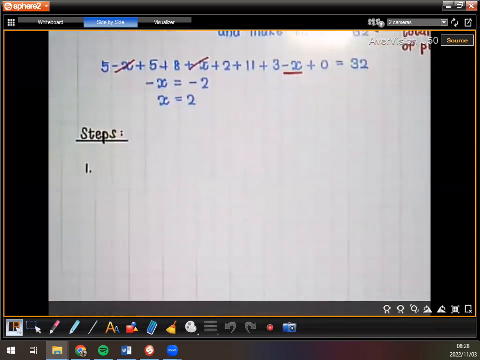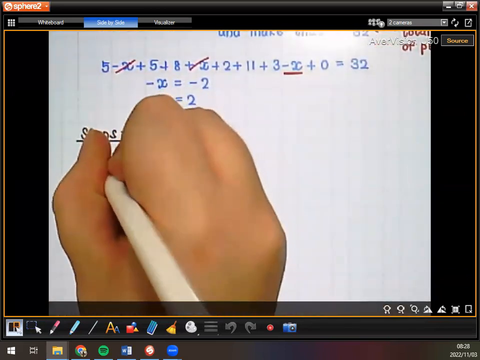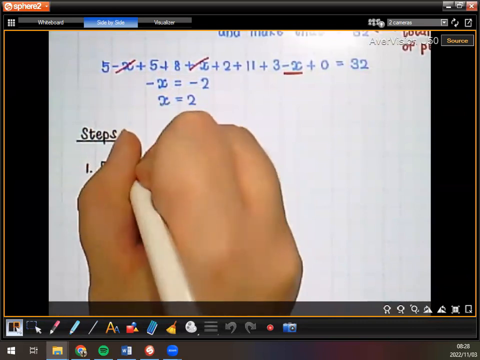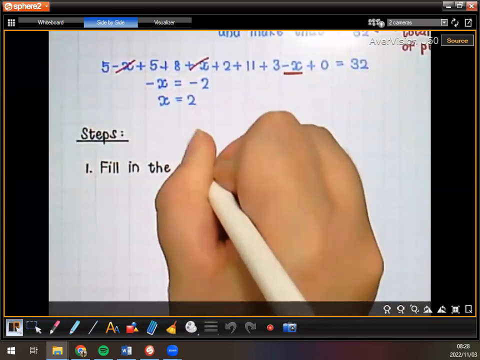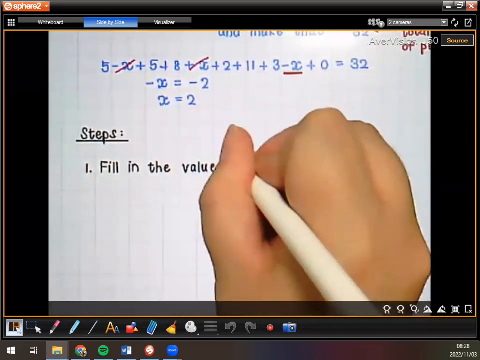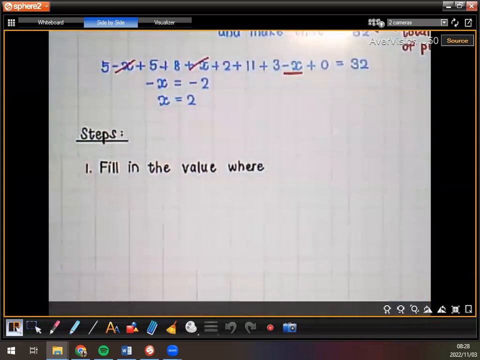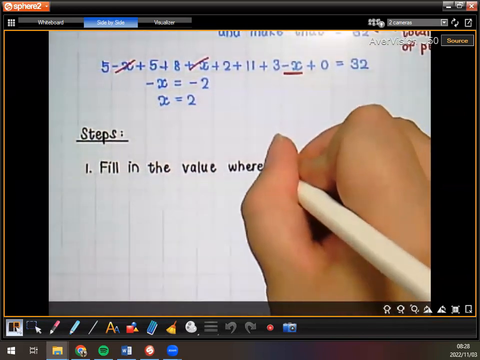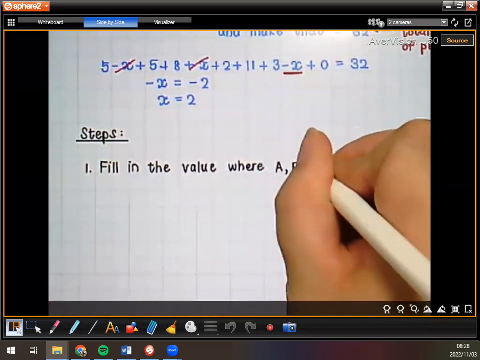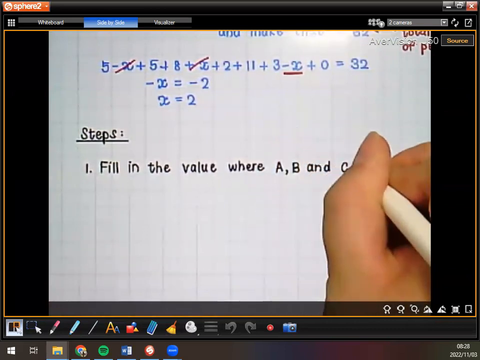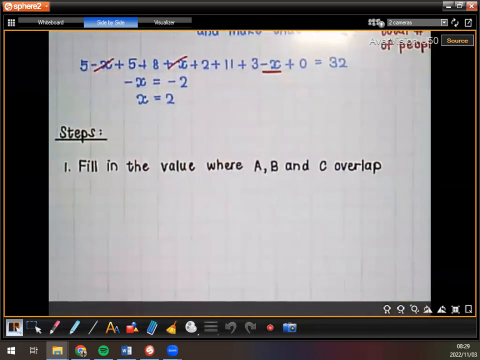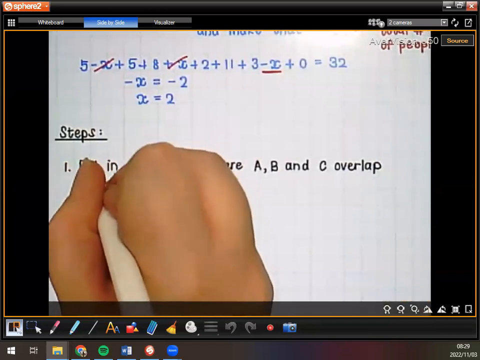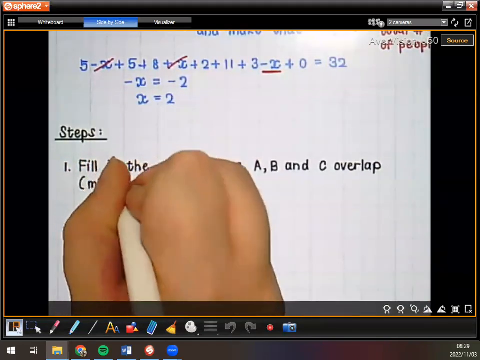So step 1 is going to be to fill in the value. I'm going to call them A, B, and C, right? The 3 things where A, B, and C overlap. So that is the middle section.